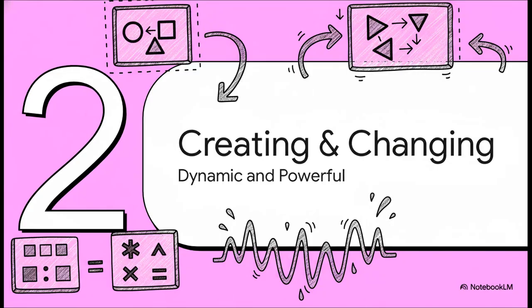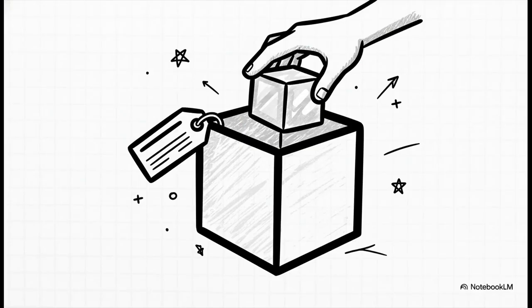Okay, so let's move on and actually see how we can create and, more importantly, change what's inside these boxes. This is where things start to get really powerful. Let's try another one. With this simple line of code, we're telling Python, hey, make me a box, slap the label score on it, and put the number 100 inside. And just like that, we've stored a piece of data.